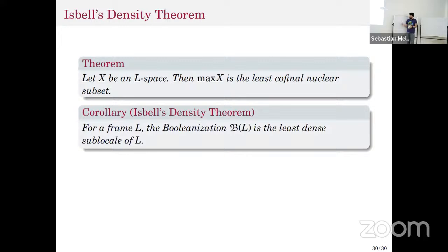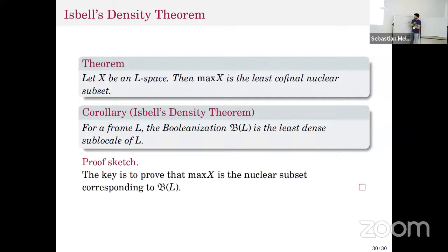So if you think where this will go, it will go to Isbell's density theorem. Because what happens is max X is the nuclear subset corresponding to the sublocale Booleanization. I was also planning to prove that, and then I didn't have the energy anymore. So I guess I failed my proof quota today. But I find it quite an elegant proof of this theorem, even though I've been told it's also easy to prove in pointfree topology. I've never done it there, so I don't really know.